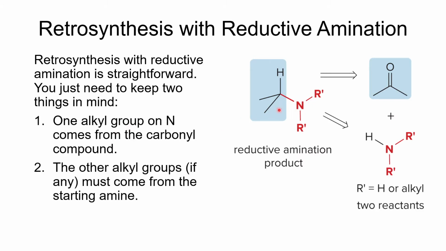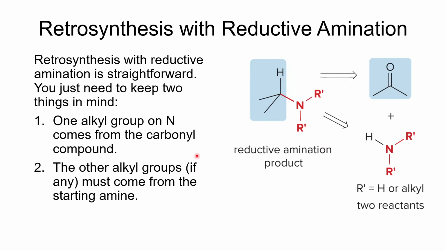So for example, if you want to make a tertiary amine where these are both alkyl groups, then you need to start with a secondary amine. This particular carbon-nitrogen bond is formed. So if you cut that, this carbon is going to become your carbonyl carbon on your carbonyl compound, and the rest of it is going to become your starting amine. So remember, every time you do this reductive amination step, you're going to increase the number of alkyl groups on your nitrogen by 1.